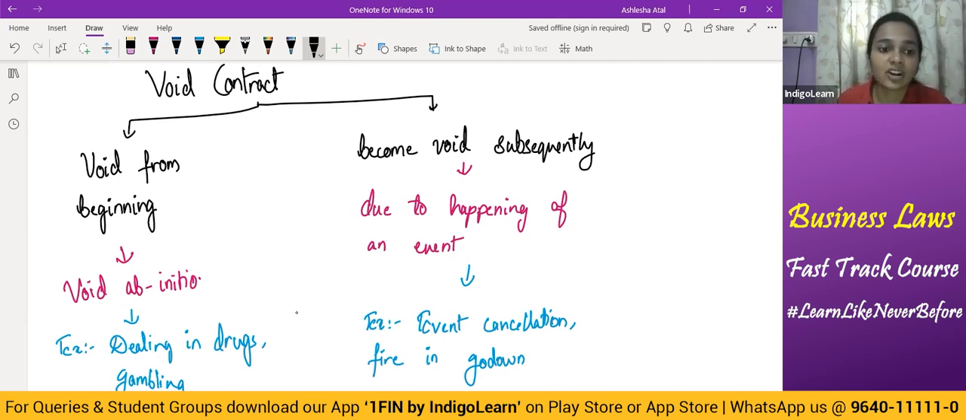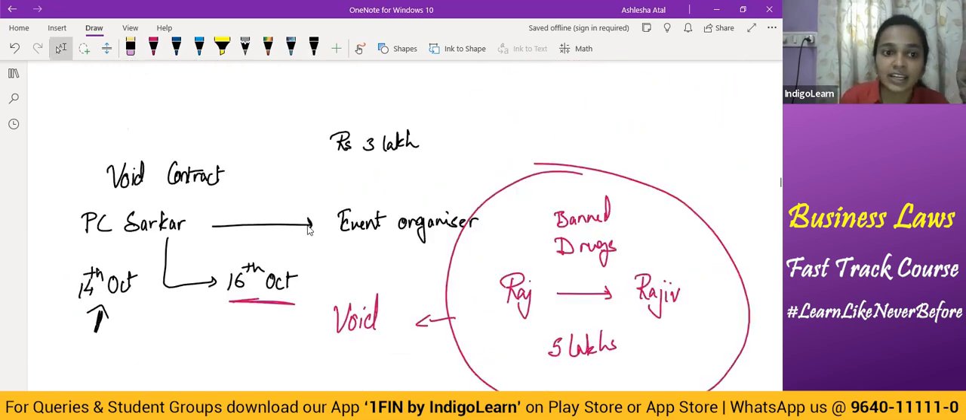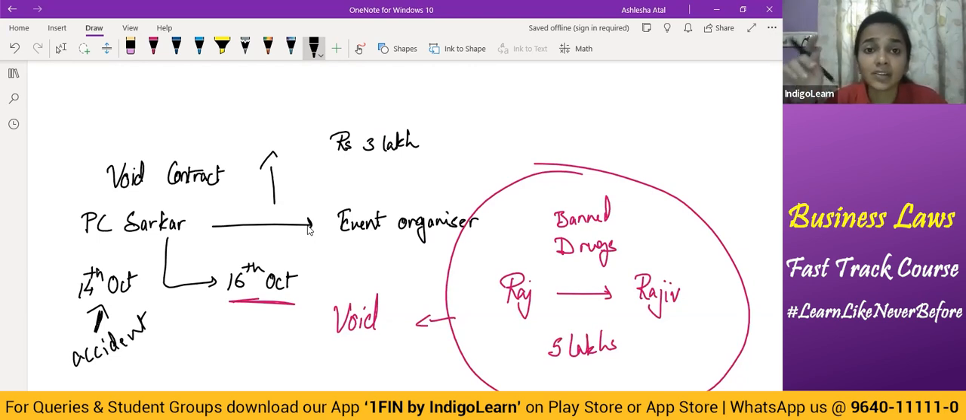Examples could be dealing in drugs, gambling, or any kind of child trafficking, or doing any illegal activity. So these are contracts which are void from the very beginning. So they are void ab initio. However, the example of the magician which we had taken, there the contract was valid initially. It was a valid contract. However, on 14th of October, due to the accident, the contract became void. The contract was valid. However, some event happened which made the contract impossible and it became void.